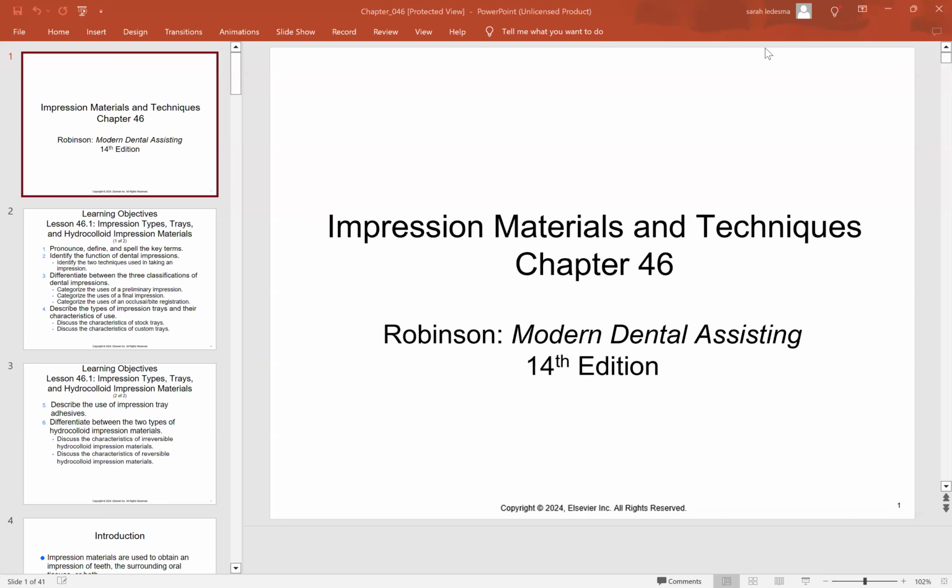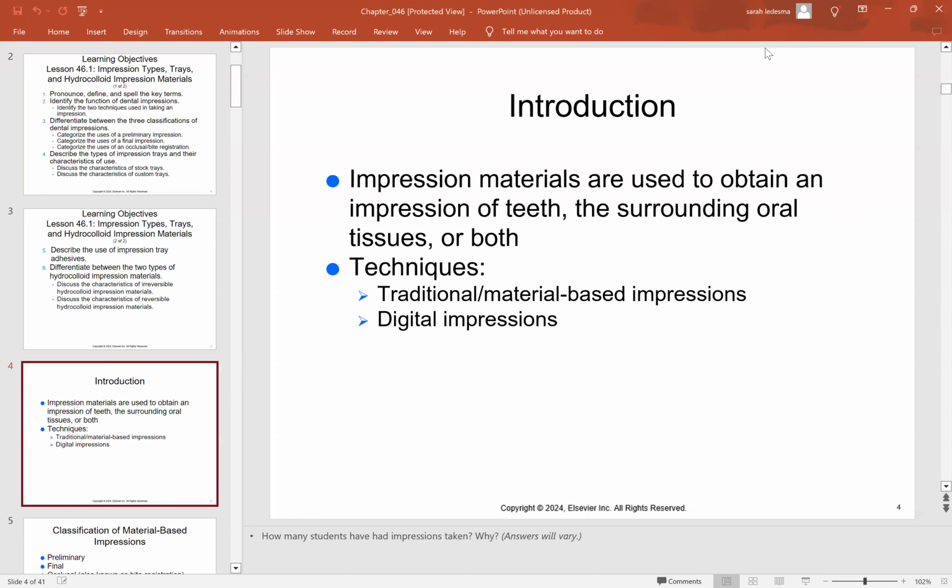This is Modern Dental Assisting, Chapter 46, Impression Materials and Techniques. This is part one of a two-part lecture. In this first lecture, we're going to be talking about the impression materials themselves. Impression materials are used to obtain an impression of the teeth and also the surrounding oral tissues.